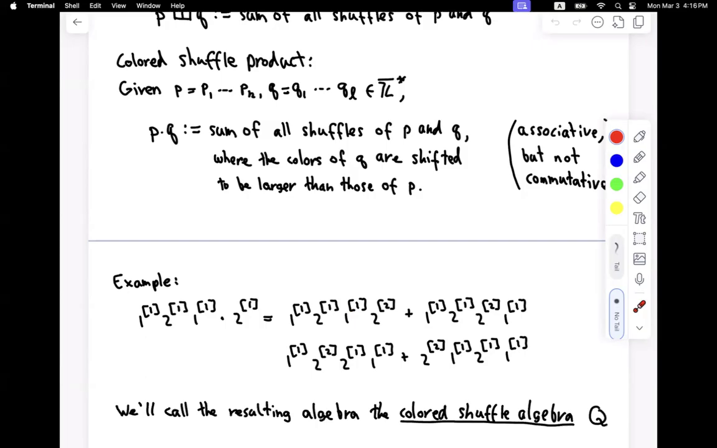Okay, and so we're going to call the resulting algebra the colored shuffle algebra, capital Q. So it's the set of words in Z bar star with the sum being formal, the vector space spanned by that, with sum being formal and product being this colored shuffle product.